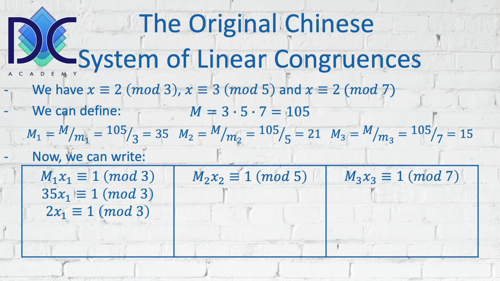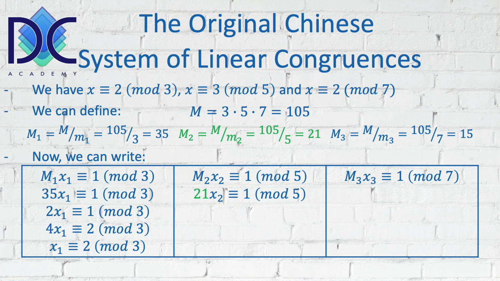So we can have here 2x index 1 is congruent with 1 modulus 3. When I multiply both sides by 2, I find 4x index 1 is congruent with 2 modulus 3, and the 4 and the 3 we can say finally that x index 1 is congruent with 2 modulus 3. So we find the first value of x. The same we do for capital M2: x2 is congruent with 1 modulus 5.